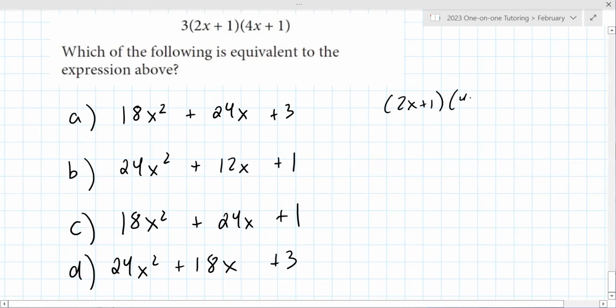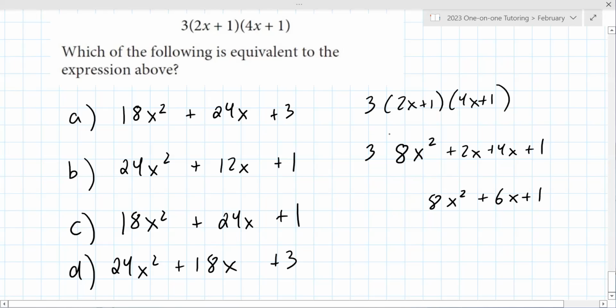Oh, I don't know, because the answer I got isn't any of the ones you just wrote. Okay, did you multiply the 2x plus 1 times the 4x plus 1? Mm-hmm. 8x squared plus 2x plus 4x plus 1. Yeah, that's what I started with. 8x squared plus 6x plus 1. And then you have to multiply everything by the 3. So 24x squared plus 18x plus 3.